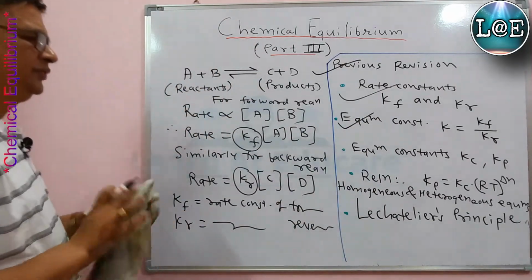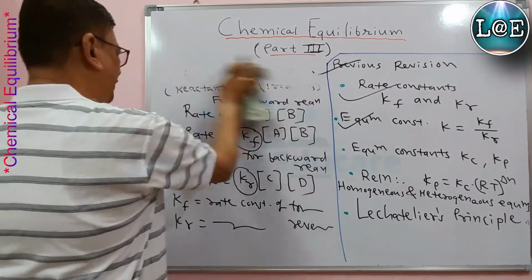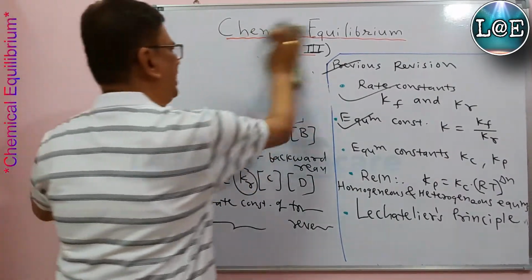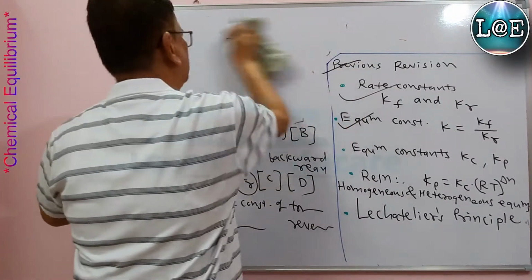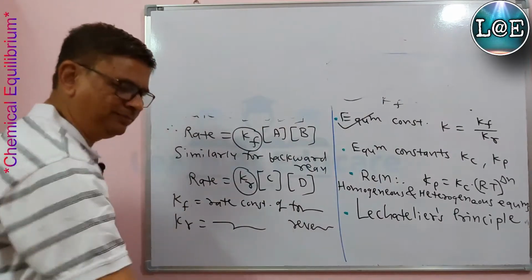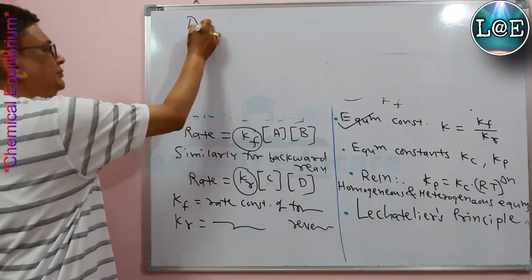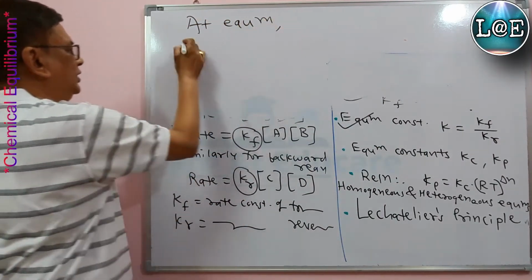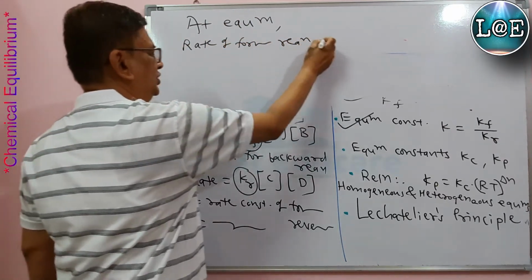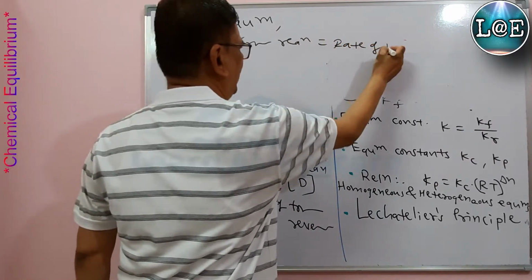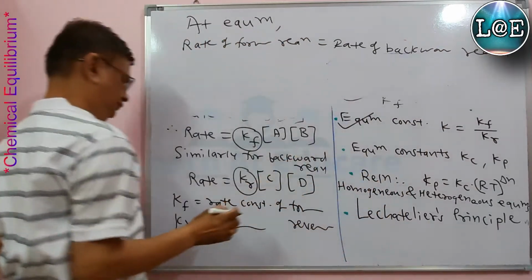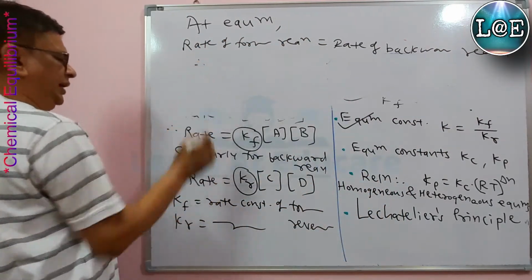Now we will deal with the equilibrium constant. We know at equilibrium, the rate of both forward and backward reactions is equal. So I am writing now here by removing that previous part. See everybody, at equilibrium, the rate of forward reaction is equal to the rate of backward reaction. Therefore, we will have both rates equal.